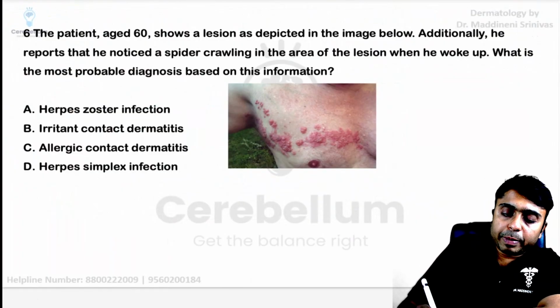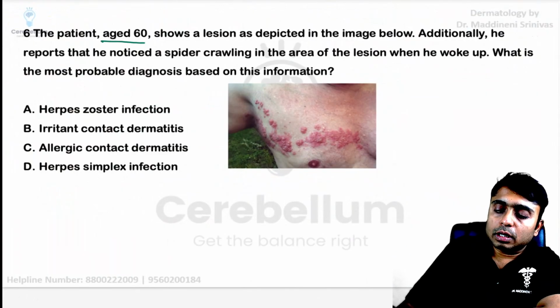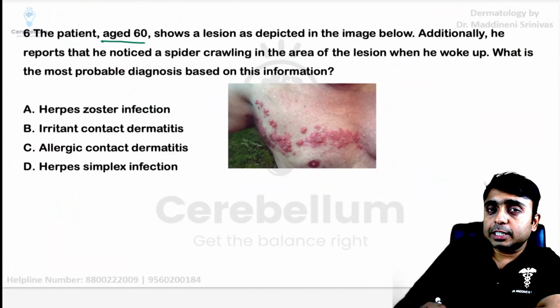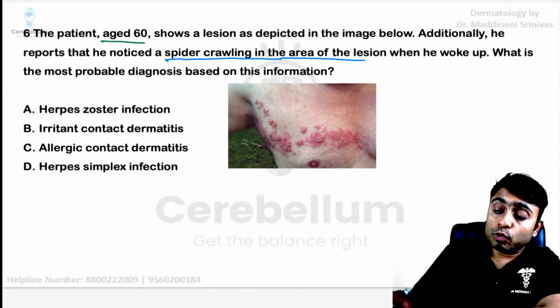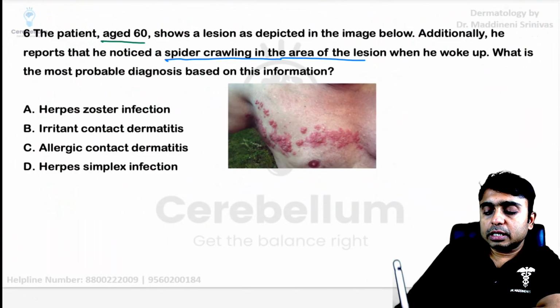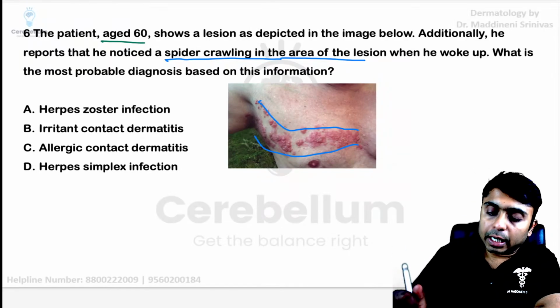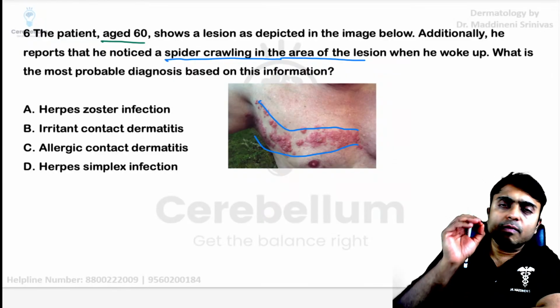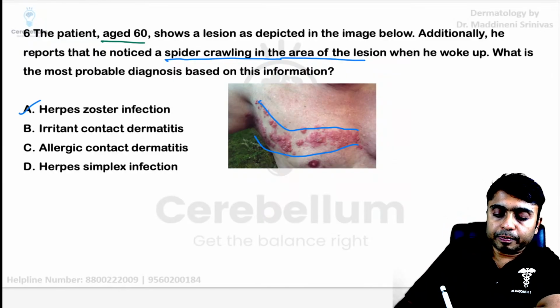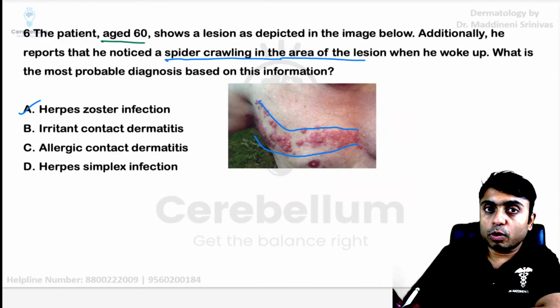So in this MCQ, a patient aged 60 years shows the lesions as depicted in the image below. Additionally, he reports that he noticed a spider crawling in the area of the lesion when he woke up. What is the most probable diagnosis based on this information? What you are able to see is grouped vesicles present over an erythematous base unilaterally along a dermatome, and this is a very classic description of herpes zoster infection. Very, very important to remember.